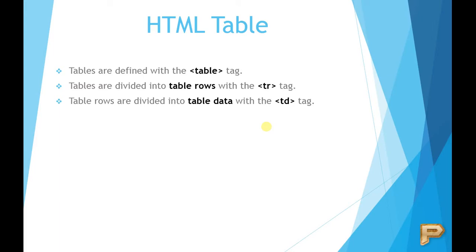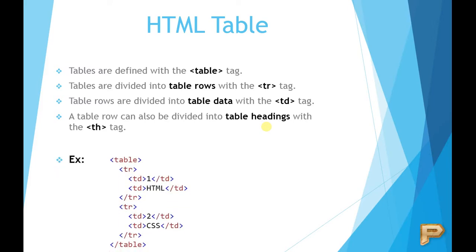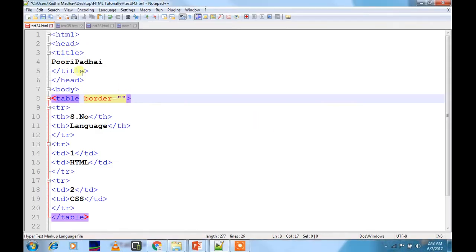The abbreviation is table data, but we will be saying td again and again as a table column. The table row can also be divided into table headings, th, table headings. And there is a short example. So we'll be going into Notepad++ and practically understanding this example, learners.